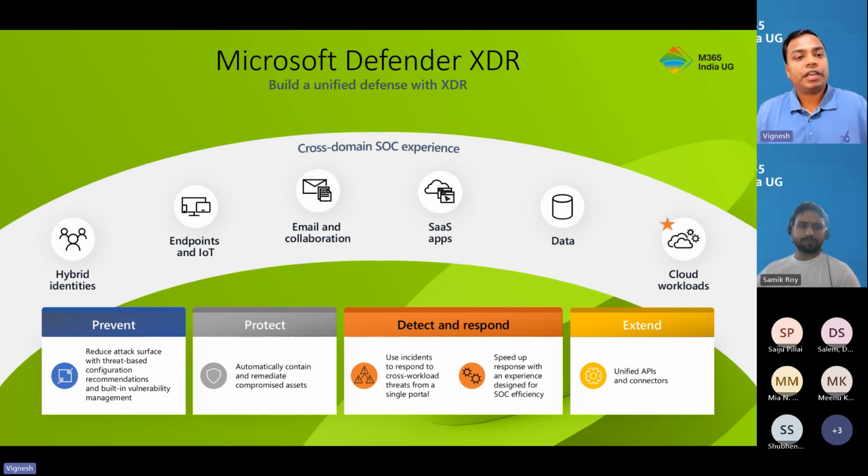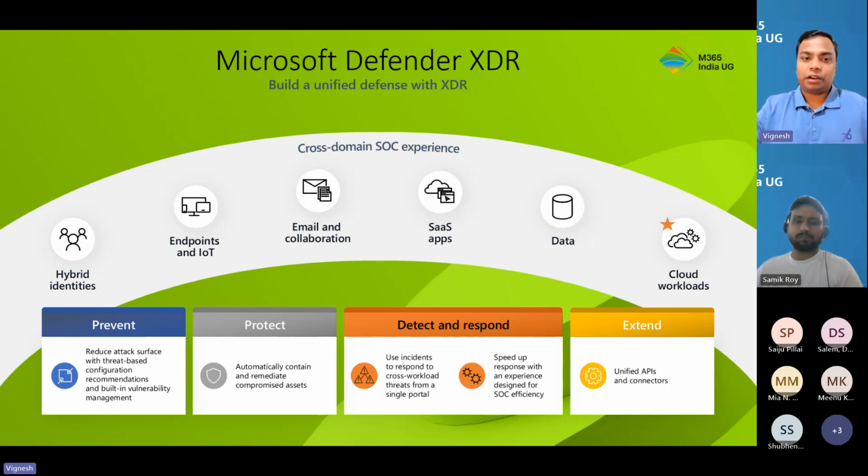The unique capability of any XDR, I'd like to call it a salient feature, is prevent, protect, detect, respond and extend. These are the core capabilities which make a product an XDR. Unless a product offers all these capabilities, it cannot be called an XDR. Of course, there are EDR solutions and NDR solutions, which are more specific to a given problem. But an XDR is ultimately trying to solve all these problems, and that's why you're seeing all these different capabilities underneath it.